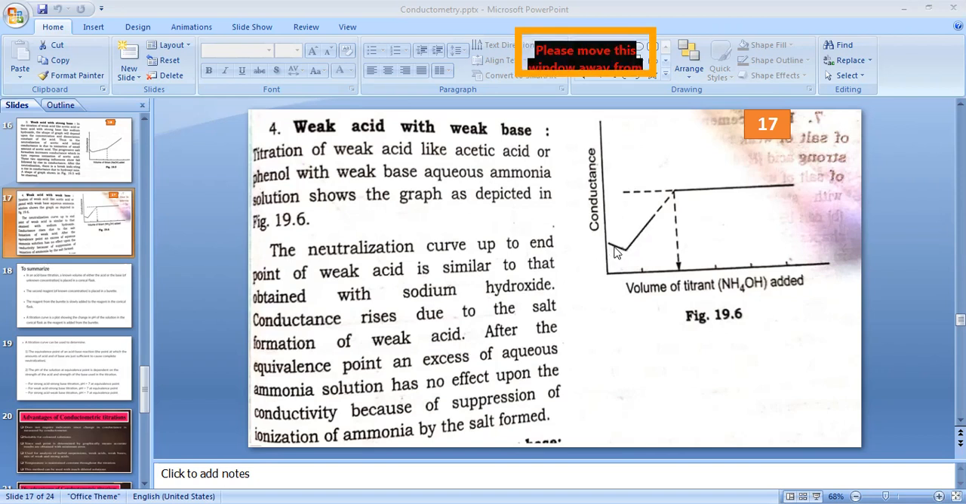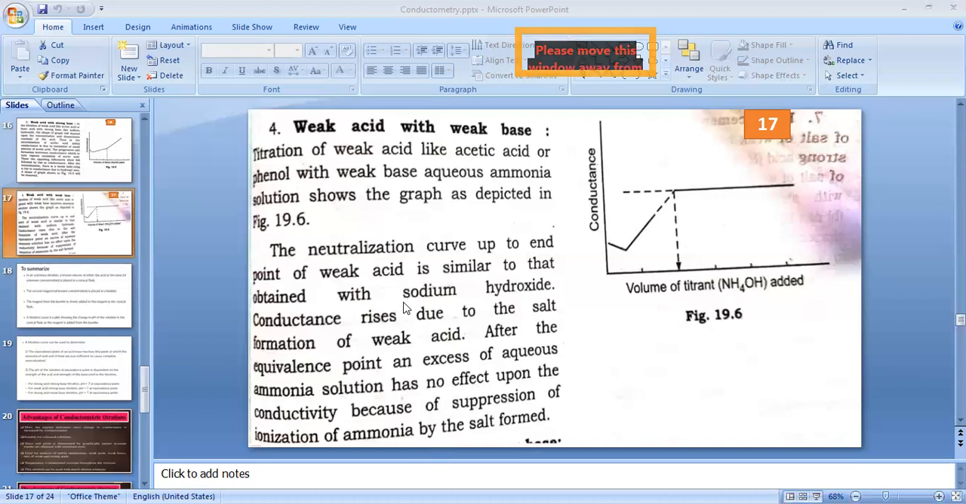Initially, there will be conductance due to the ionization of the weak acid, that is, the ionization of either acetic acid or phenol. But after the end point, when all of the acetic acid has been consumed by the weak base, there will be formation of a straight horizontal line. So after the equivalence point, an excess of aqueous ammonia solution has no effect upon the conductivity, because of suppression of ionization of ammonia by the salt formation. So these are the four types of conductometric titration.